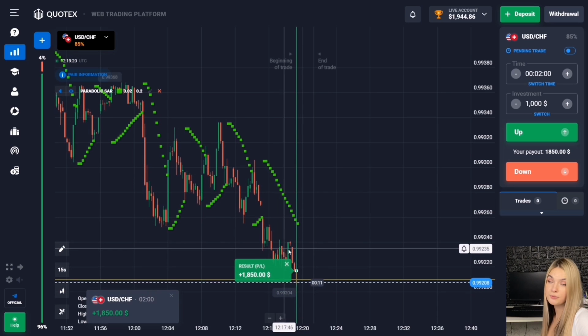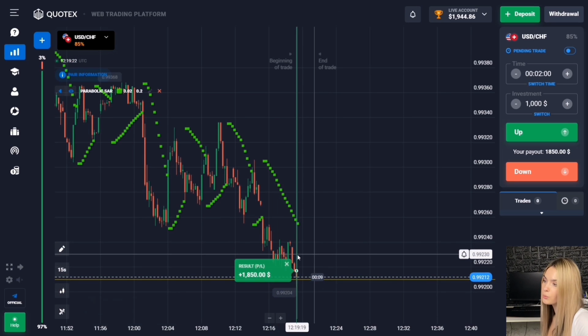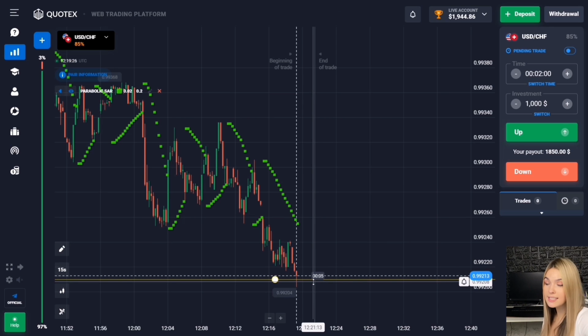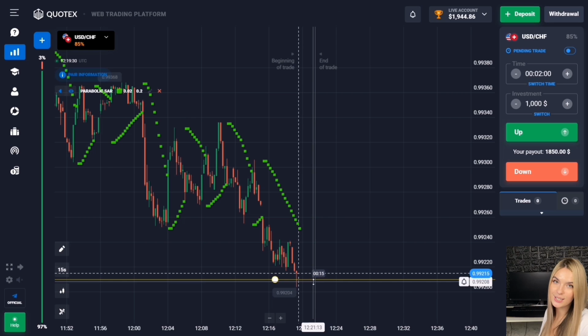Yep, the price fell into pro trading zone. There was a slight upward pullback, but in any case the downward movement continued, which means we made a profit. Everything is going great. Let's continue.